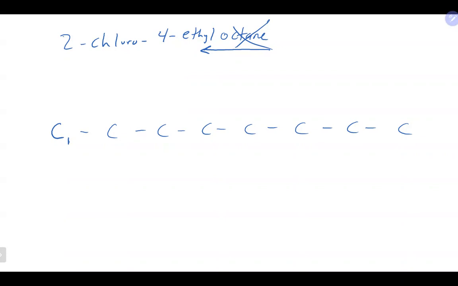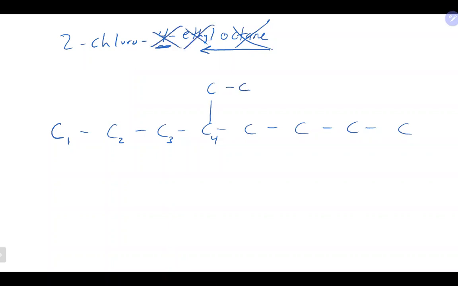Which means, frankly, now I just need to write what it says. So at carbon number 4, which for me would be 1, 2, 3, and 4, there is an ethyl group, and that ethyl group is based off of ethane, which is a 2-carbon group. So at carbon number 4, I do a 2-carbon group there.